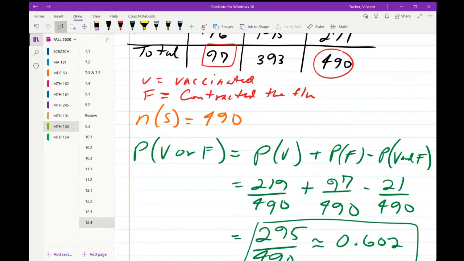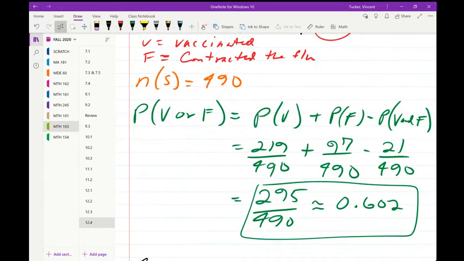Questions, questions, questions. And then WebAssign will let you know which version of the answer they want, whether it be the 295 over 490, where I have to add 219 and 97, then subtract 21, or convert it to a decimal, with approximately 0.602.